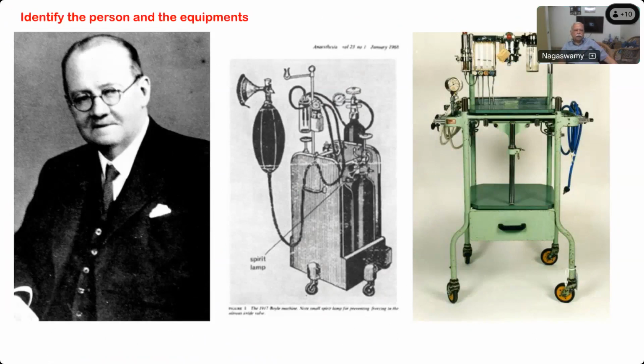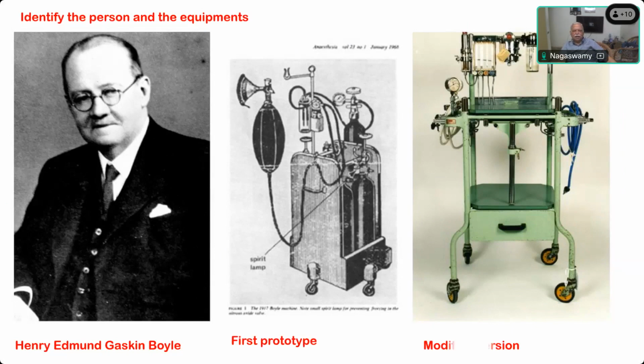Identify the person and the equipment. First person, as I just told you, is the person who introduced the machine, Henry Edmund Gaskin Boyle. And this is the first prototype which I showed in the earlier picture. And this is the modified version called the Boyle's.